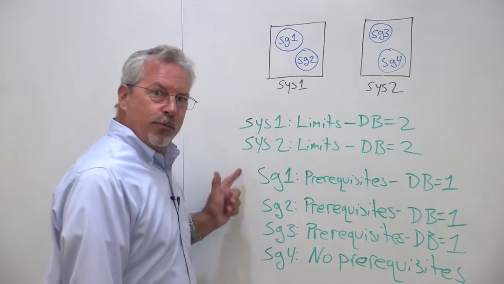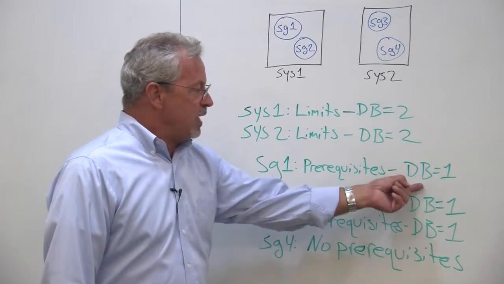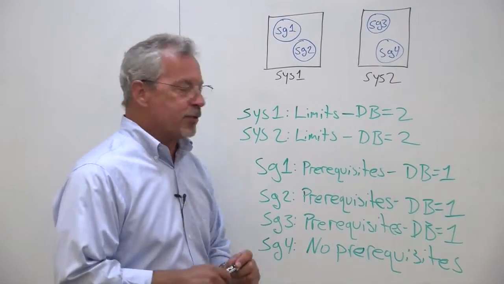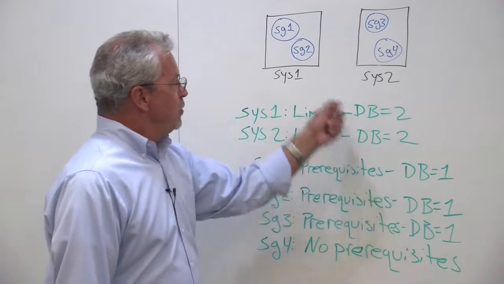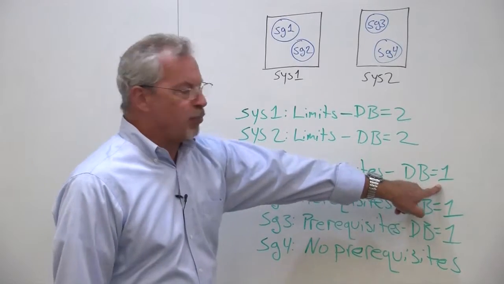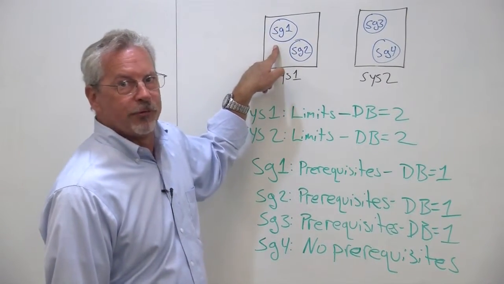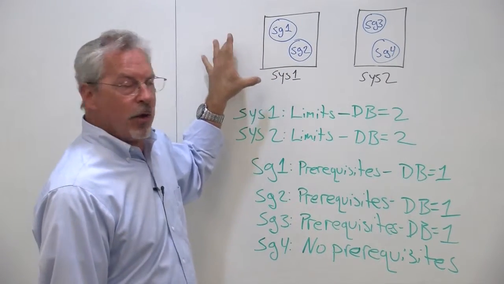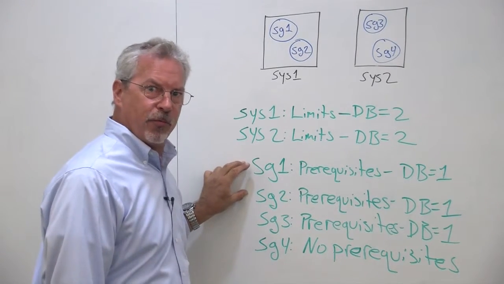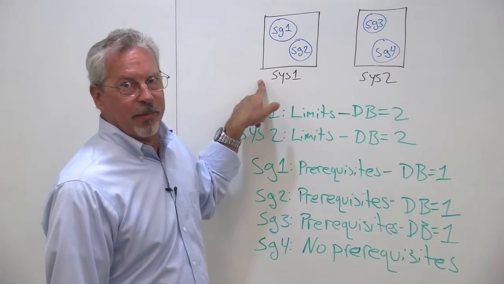My first 3 service groups, SG1 through SG3, have a prerequisites attribute set to db equals 1. So they each represent 1 instance of a database resource. When any one of these service groups goes online on one of these nodes, it's going to subtract its prerequisites value from the corresponding limits value for that server. So because sys1 is now hosting SG1 and SG2, both of which have db equals 1 for their prerequisites, effectively sys1 now has limits equals 0 for databases.